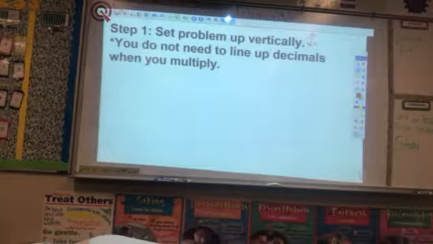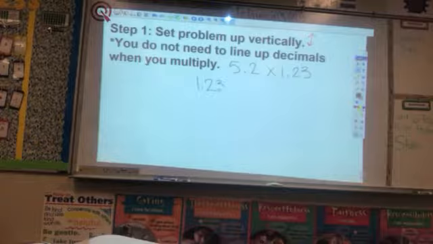So this is the horizontal way that you'll see most of your problems written. So 5.2 times 1.23. Vertical just means, and I just like to put the one with the most digits on top. You don't have to, but I like to do it. So vertical means we're just setting our problem up so that we're ready to work it out. That's all it means.